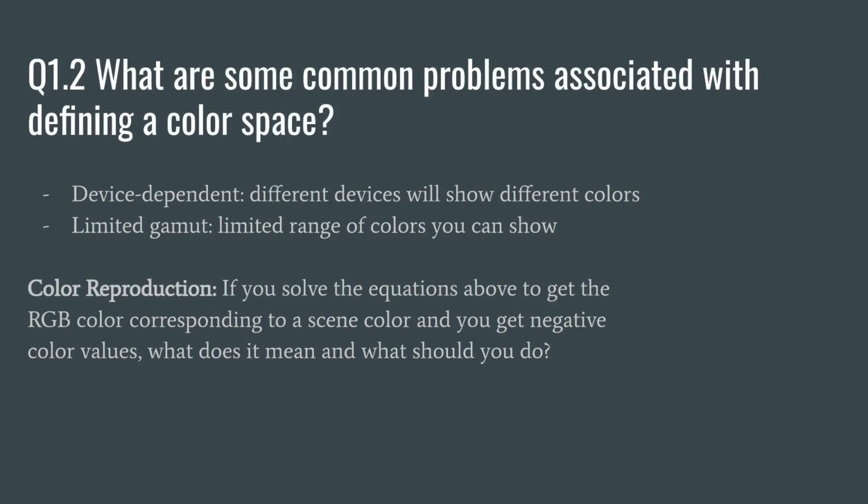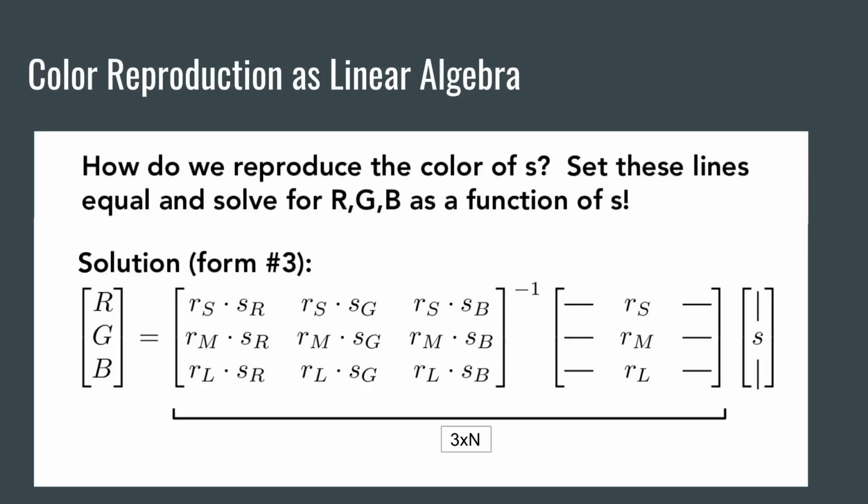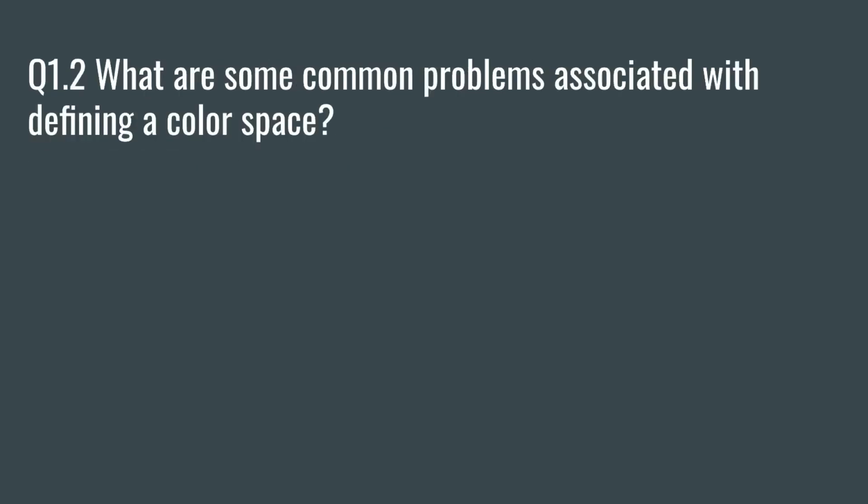And then another one is color reproduction. So if you solve the equations above to get the RGB color corresponding to a scene color, and you get negative color values, what does it mean and what should you do? The equation above is this one here, and of course there's no absolute value or anything guaranteeing that this final RGB is positive, but of course you can't display negative red on a display. So what do you do when you get negative values? That's not entirely clear.